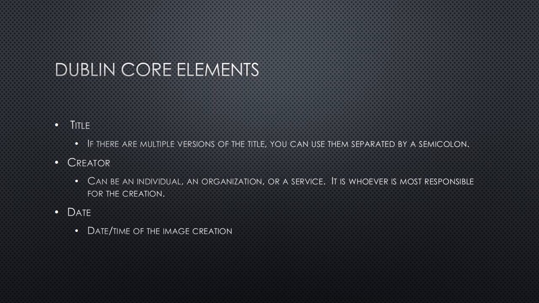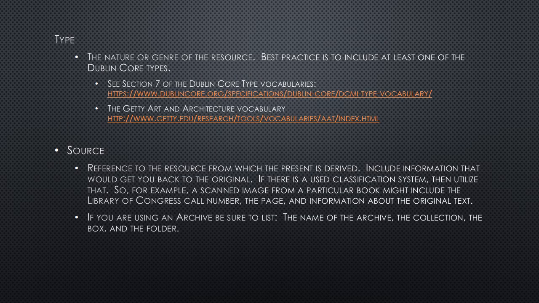Now we're going to go through a brief tour of the Dublin Core elements, and these are all in that handout. First is the title, and if there are multiple versions of the title, you can just use them separated by a semicolon. The creator, this can be an individual, an organization, a service. It's whoever is most responsible for the creation of the item that you are taking a picture of. The date is the date and time of the image creation.